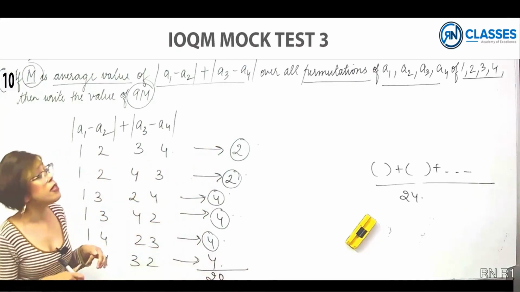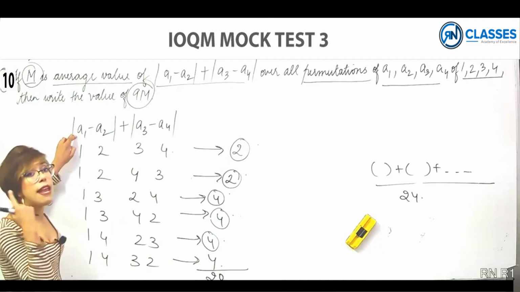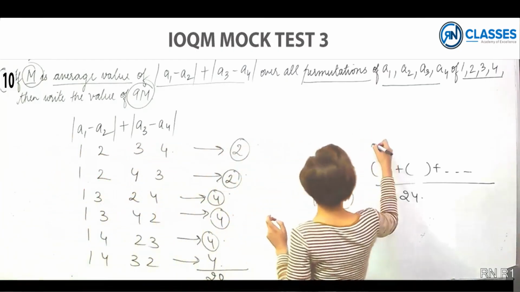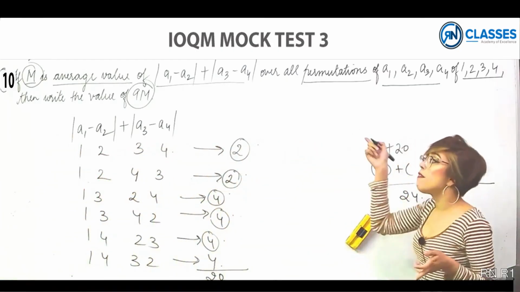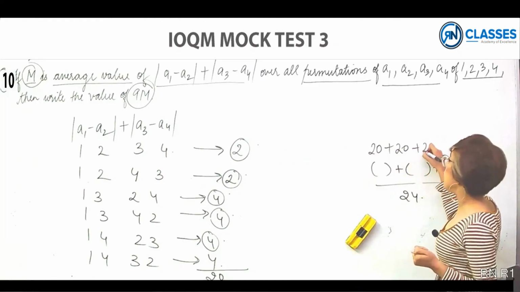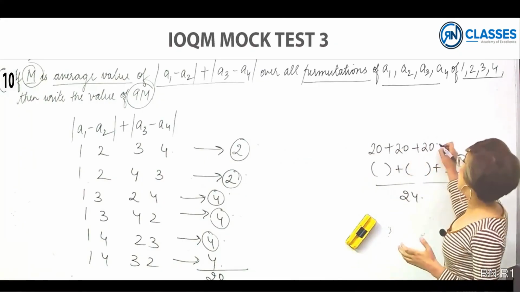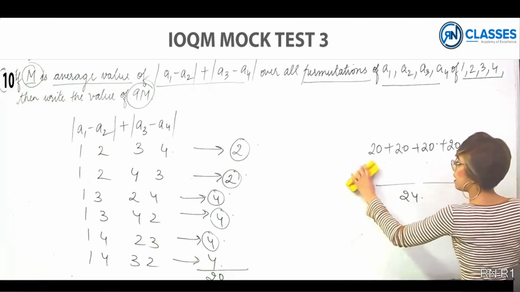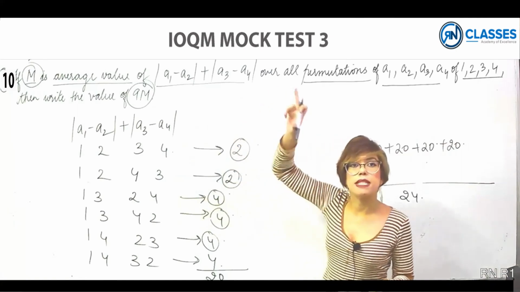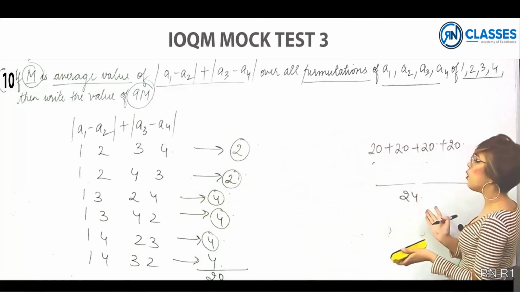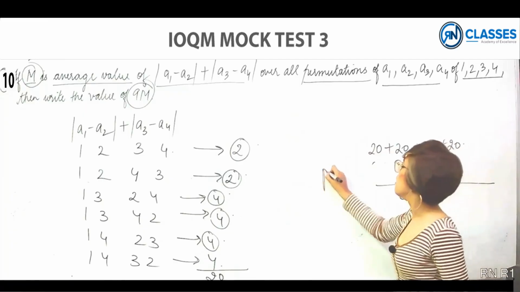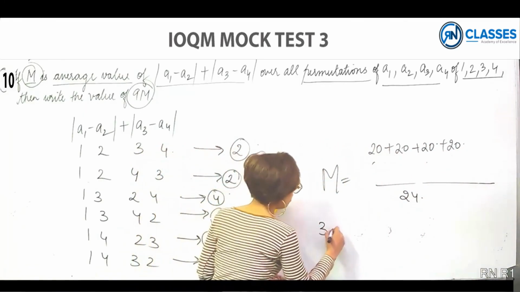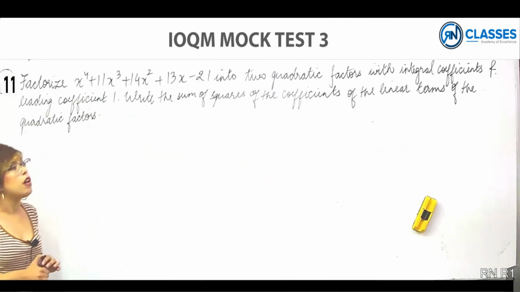Right? Now, if you write those cases where A1 is 2, the sum will again turn out to be 20. Right? So, 20 plus 20. When A1 is 3, again it will be 20. When A1 is 4, again it will be 20. Right? These are all the cases possible. As you can see, 6 plus 6 plus 6 plus 6, that is 24, which we have already written. So, this is the value of M. Just multiply by 9, you'll get the answer, which is 30. Alright, on to the next one.